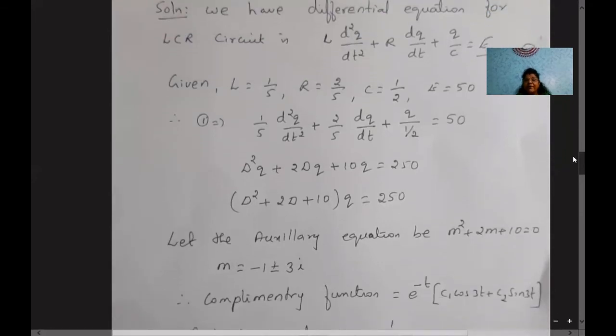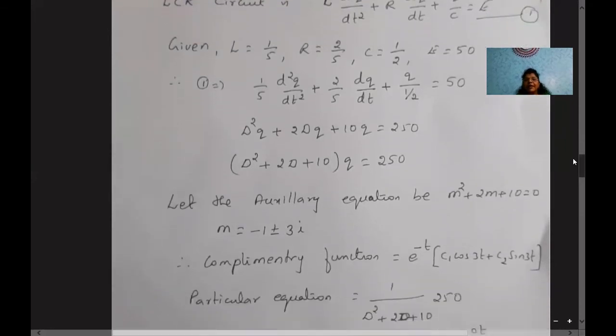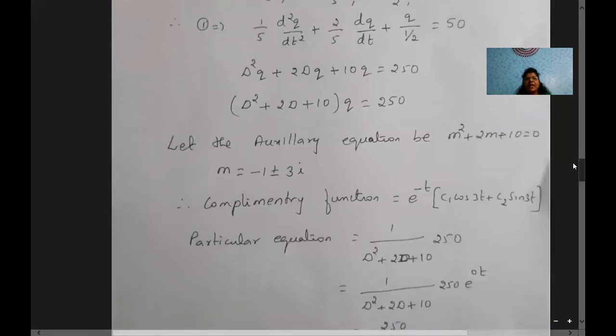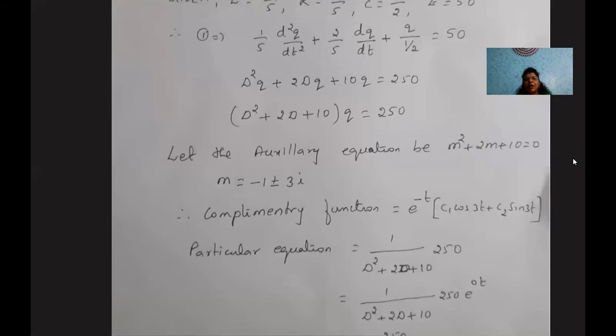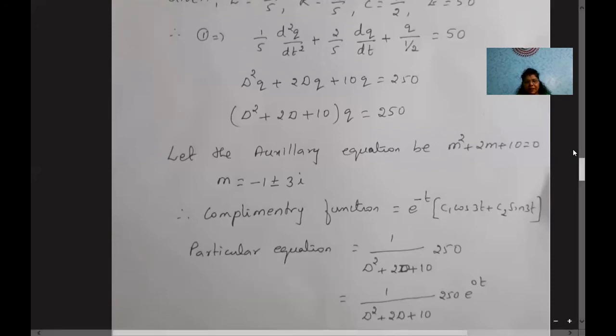By taking 5 as LCM here, we obtain the second order differential equation as D square plus 2D plus 10 of Q is equal to 250. Again, the general solution of the second order linear differential equation is the complementary function plus the particular integral.